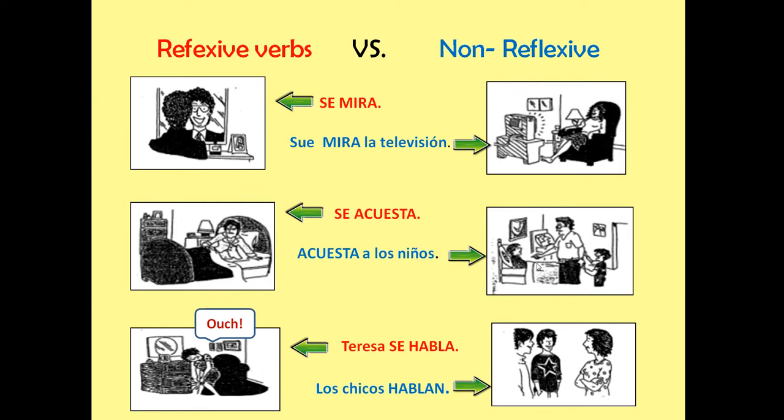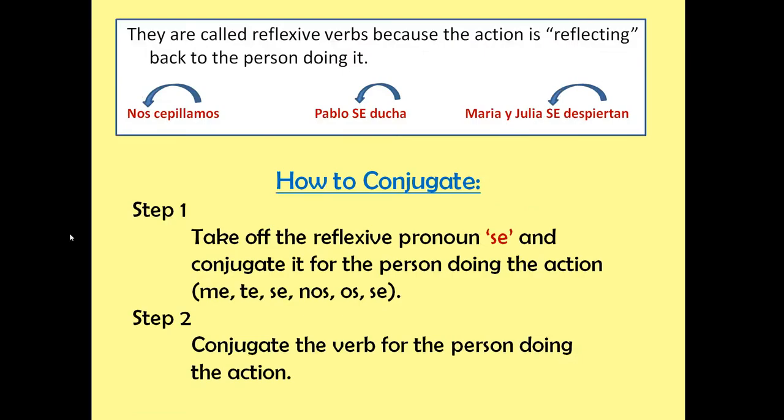You've got a couple more examples. I can watch TV, not reflexive. I can watch or look at myself, that is reflexive. I can put somebody to bed, or I can put myself to bed. The difference between non-reflexive and reflexive, okay? Teresa se habla, she's talking to herself, versus hablan, they're talking to each other. So that is the big key with reflexive verbs. Now, they are called reflexive because they reflect, and that's how you can remember it.